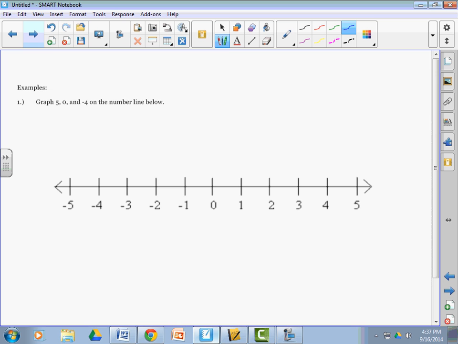Well, if I was graphing 5 on here, it's nice that 5 has a space, right? You can see 5 right there, so there is a location for this. So if there is a specific location for it, all we need to do is just put a dot exactly where 5 would be. Graph 0 on a number line.